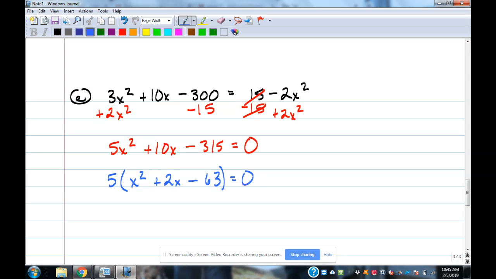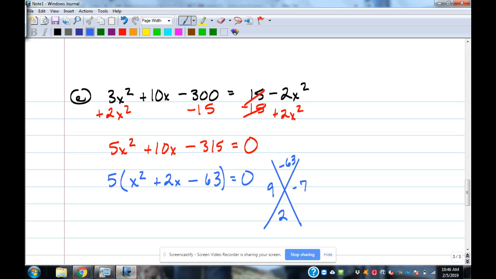So we're going to do X method on the x squared plus 2x minus 63. So that's a negative 63 up top, a 2 in the bottom. We're looking for 2 numbers that multiply to be negative 63 and add to be 2. 9 times negative 7, very good. Positive 9 and negative 7.